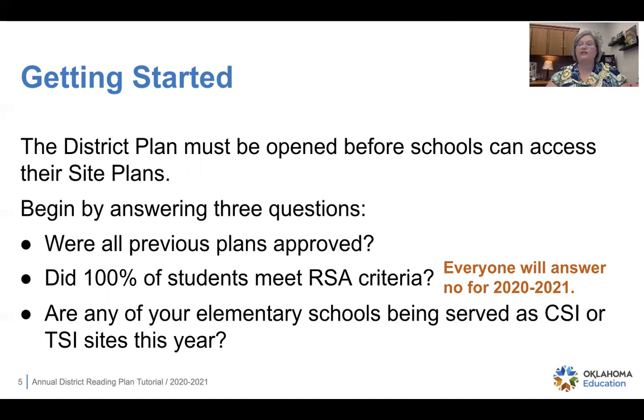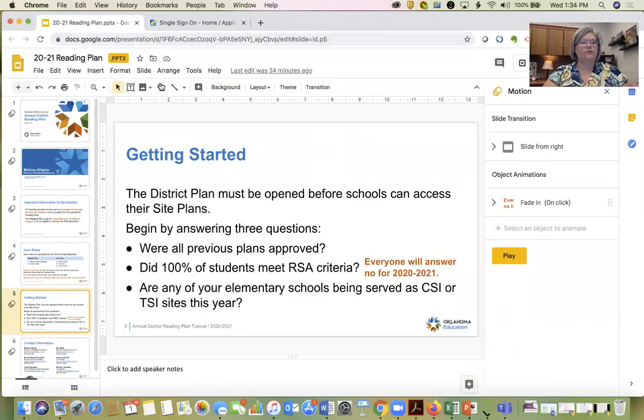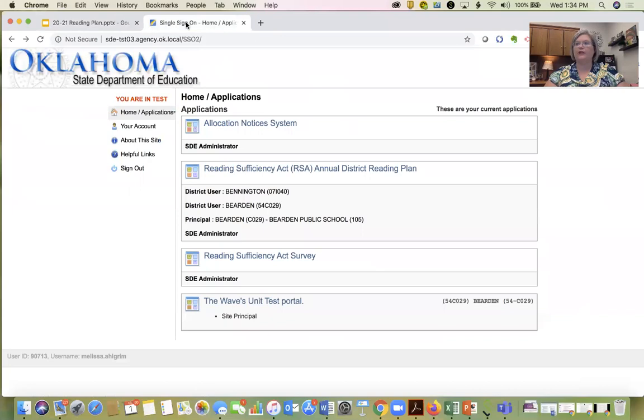The third question is asking if any of your elementary school sites are being served as CSI, Comprehensive School Improvement, or TSI, Targeted School Improvement, through the Office of School Support this year. Okay? And you will need to answer according to what's going on in your district. So let's take a moment and look at the reading plan together. I am on a test mode, so even though you see district names, what we have entered is not real data. So don't panic there.